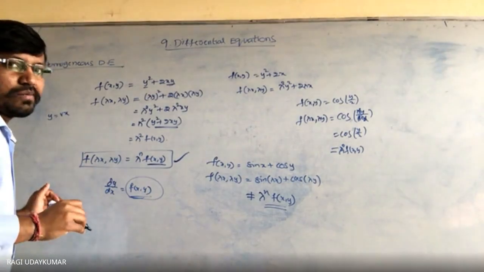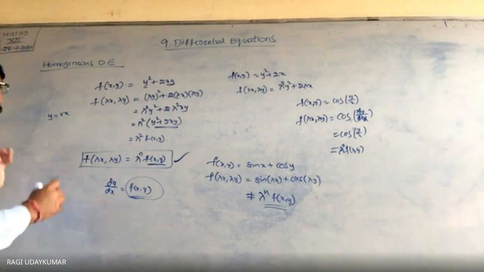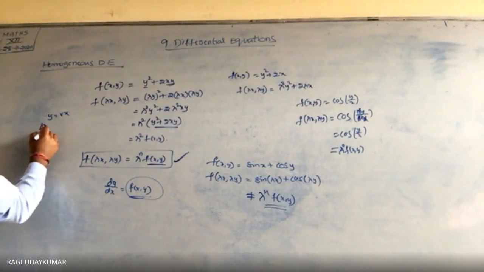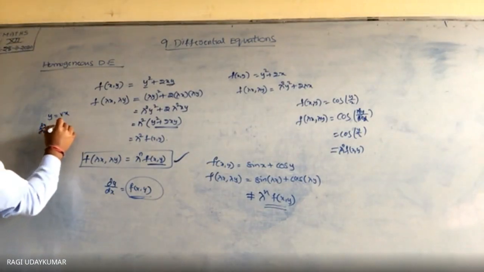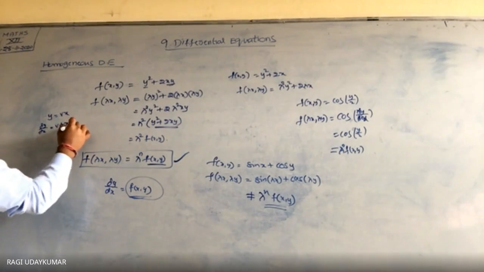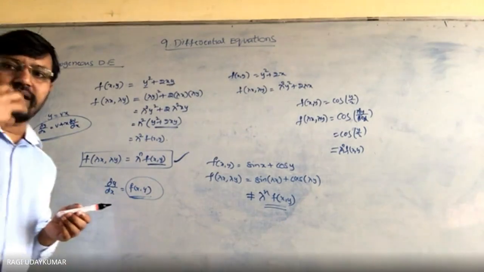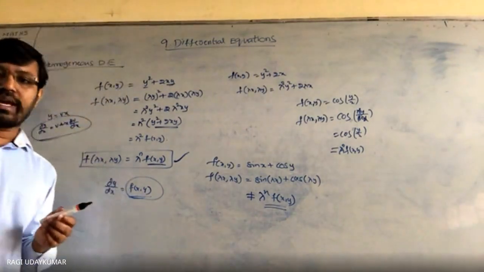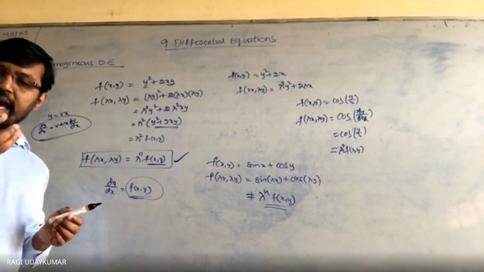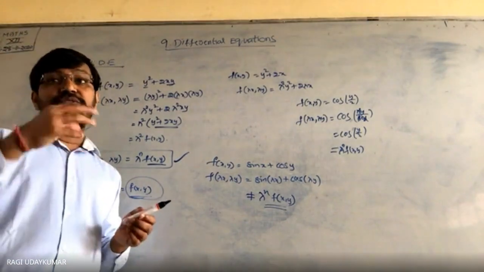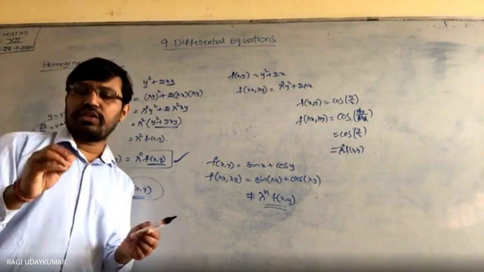Y by x is equal to v, or y is equal to vx. Now if we differentiate, we get dy by dx is equal to v plus x dv by dx. So completely we are going to convert the homogeneous differential equation from the terms of y and x, into the terms of v and x.